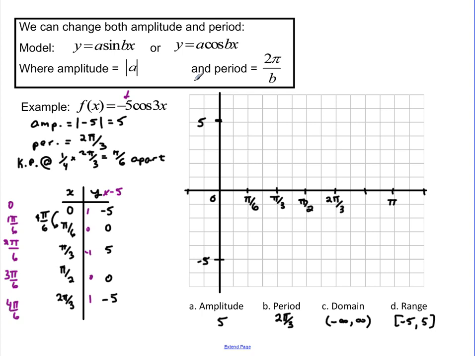Since our cosine function starts at 0, -5, that's where we put our first point. We're going to pass through pi over 6, 0, pardon me, pi over 3, +5, pi over 2, 0, 2 pi over 3, -5 again, and we follow this pattern around for one cycle. We're going to go in this manner.